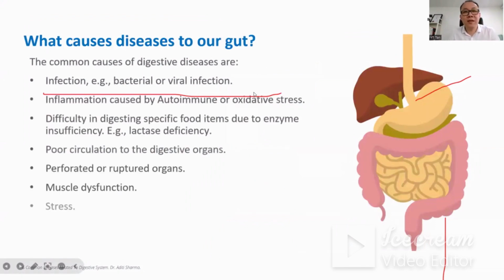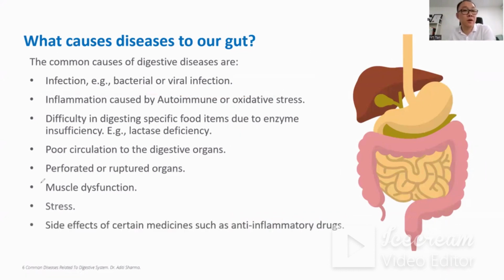So what will cause disease in our gut? Of course, infections, bacterial and viral infections, are a very common situation. Some digestive diseases are acute ones. Okay, they just come and go, like diarrhea, vomiting, all these are quite common. Sometimes you have diarrhea, but when you rest for 2-3 days, the diarrhea is gone and you are back to normal. And vomiting also.